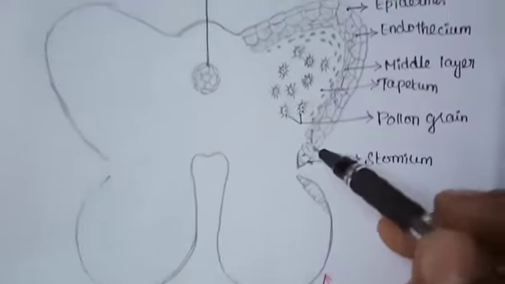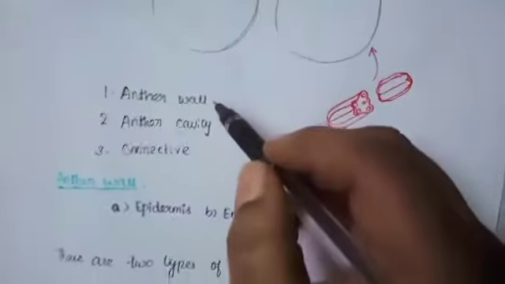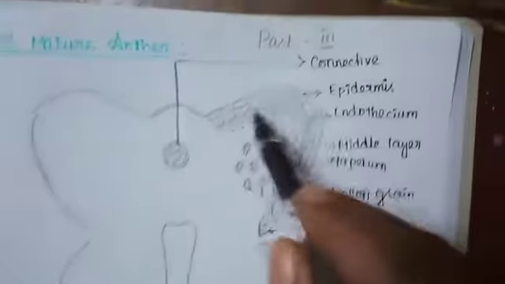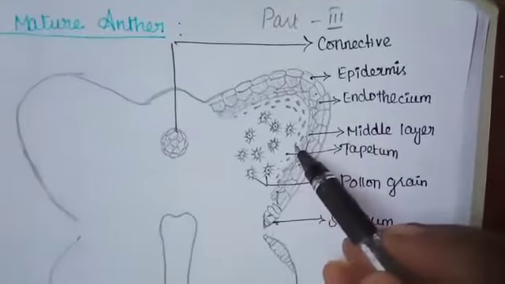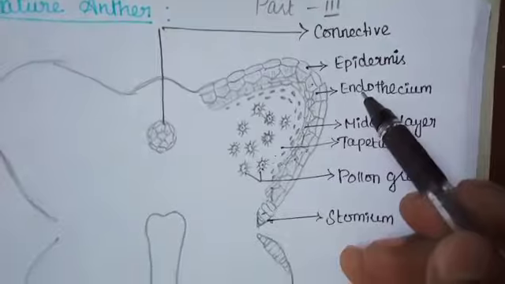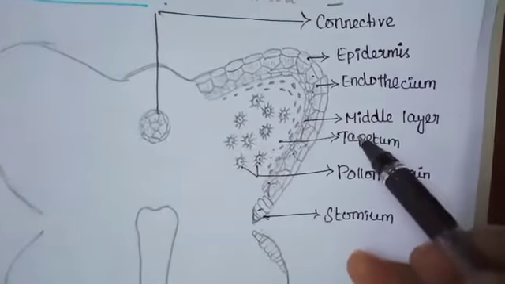So it consists of three main parts: the anther wall, the anther cavity, and a connective. First one, anther wall. The mature anther wall consists of the following layers: epidermis, endothecium, middle layers, and tapetum.